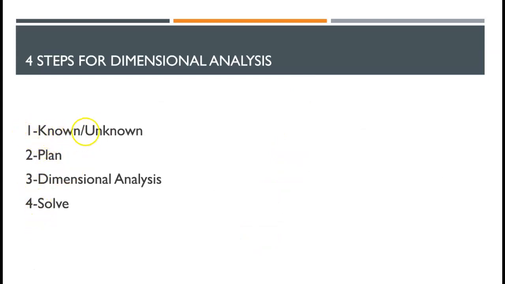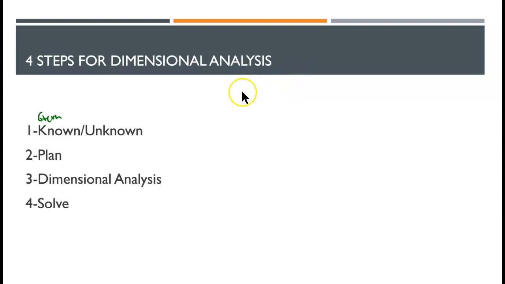These are the 4 steps that you need to know for a dimensional analysis. One, know your unknown. So your known is your given, right? We always start with the given, and then the unknown goes in the last box. Then we're going to plan, where we figure out whether we're going from grams to moles or to atoms, and then we do our dimensional analysis, which is our train tracks, and then we solve.